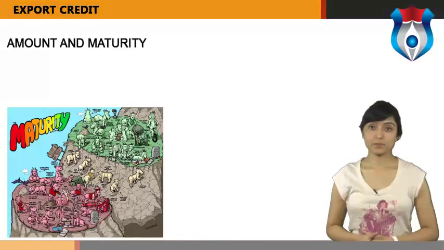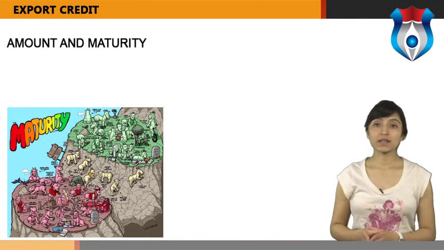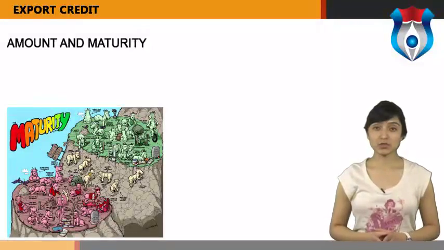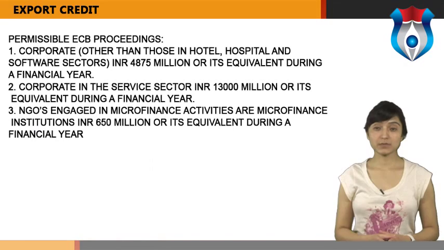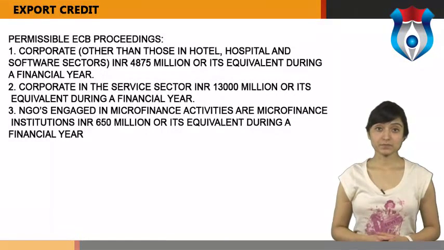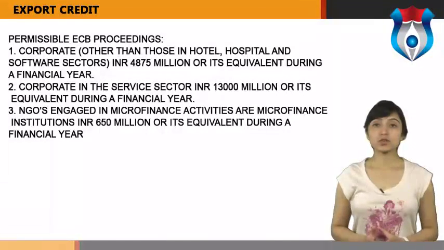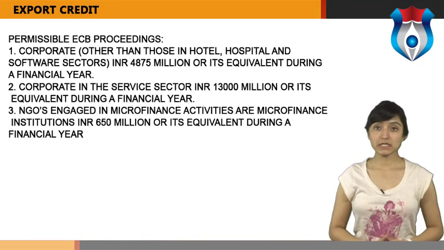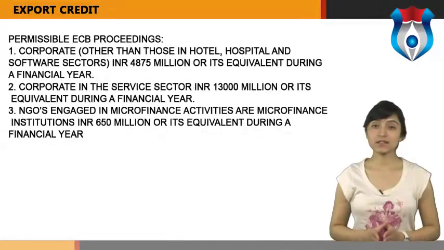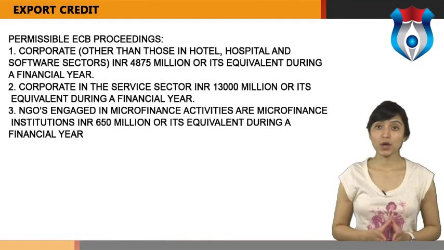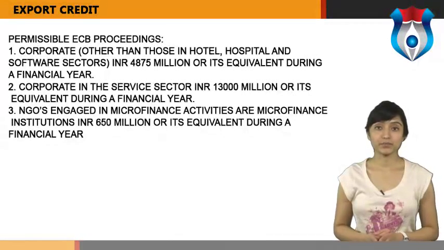Amount and maturity. Following are the sector-wise limits on the amount of ECB proceeds that can be raised during a financial year. Permissible ECB proceeds: corporates, other than those in the hotel, hospital, and software sectors, INR 4,875 million or its equivalent during a financial year.